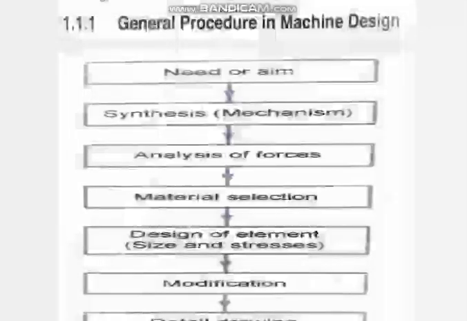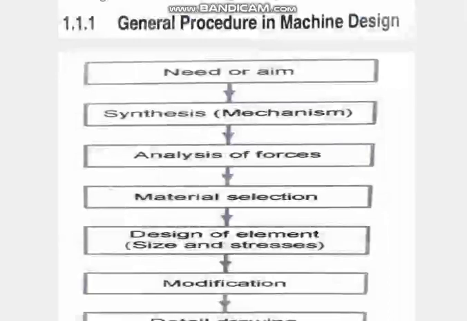Dear students, today let us discuss the general procedure in machine design. This is the procedure that is followed in designing any machine. At first, a block diagram is given. The first block is need or aim.